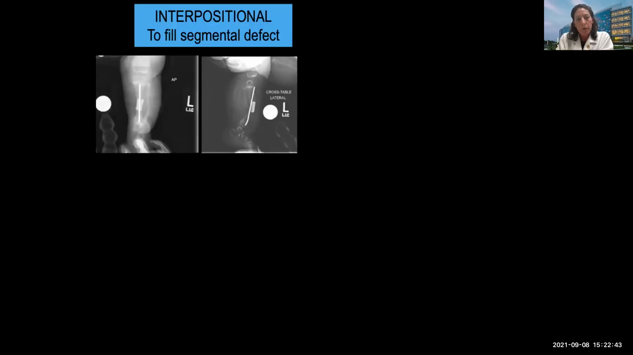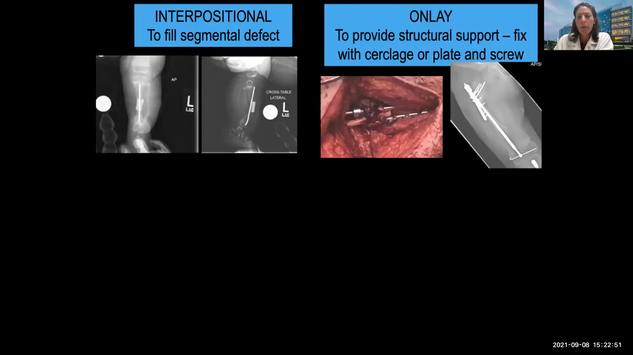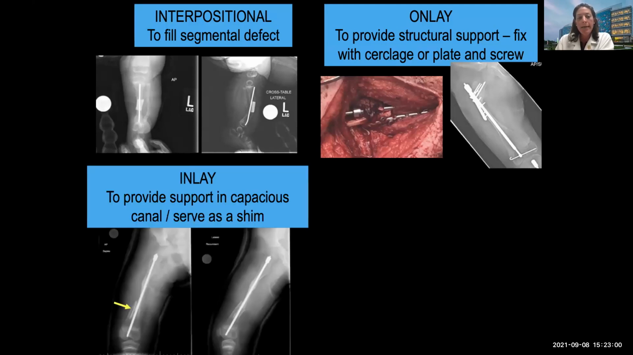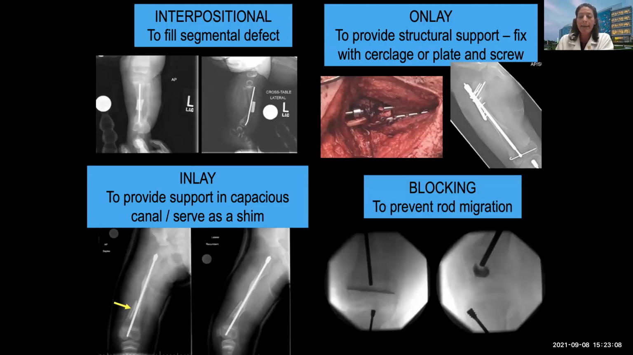The different categories we came up with, we think of it as being used as an interpositional allograft to fill a segmental defect, or as an onlay allograft to provide structural support, oftentimes needing either a cerclage or plate and screws to hold it in place. Inlay is what we thought of as the allograft used to give support in a capacious canal, kind of like a shim, and blocking allograft to help prevent rod migration.